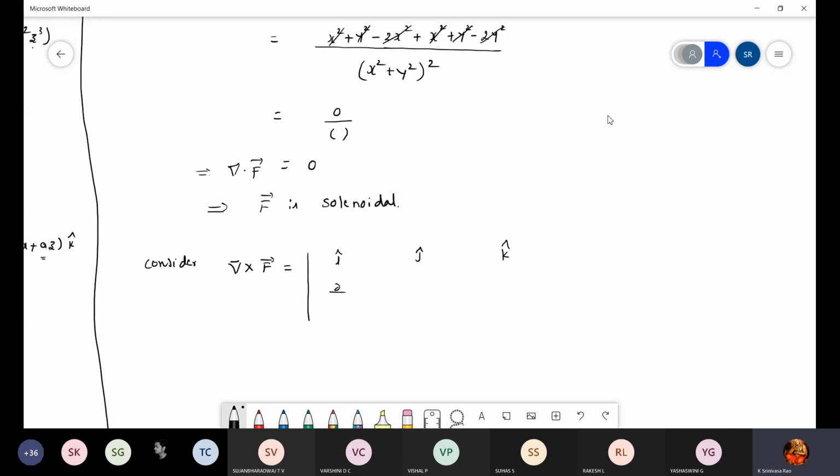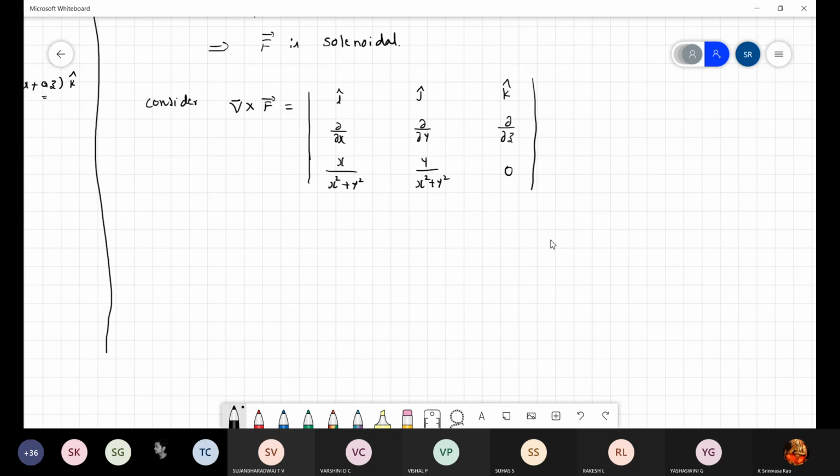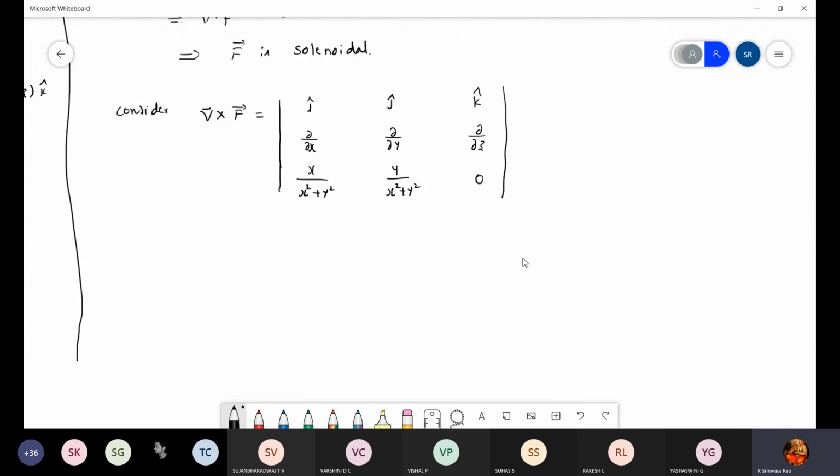Components of the first row are dou by dou x, dou by dou y, dou by dou z. Components of the second row are f: f is x divided by x square plus y square, second is y divided by x square plus y square, third is 0. So calculate as usual. It is a 3 by 3 determinant, so the signs are plus, minus, plus.